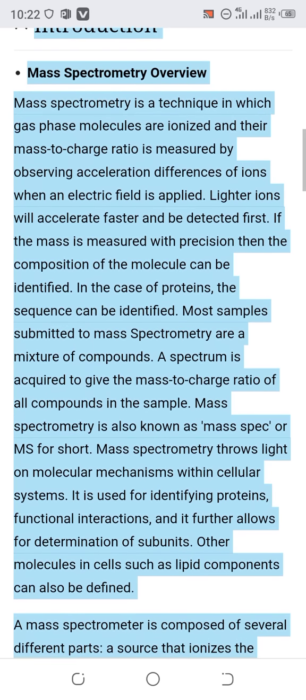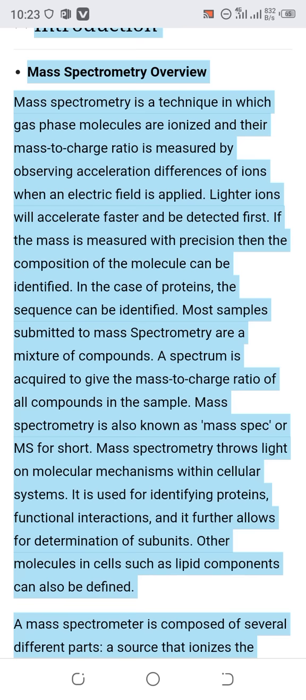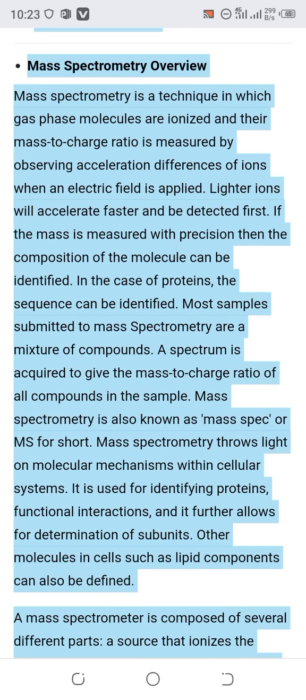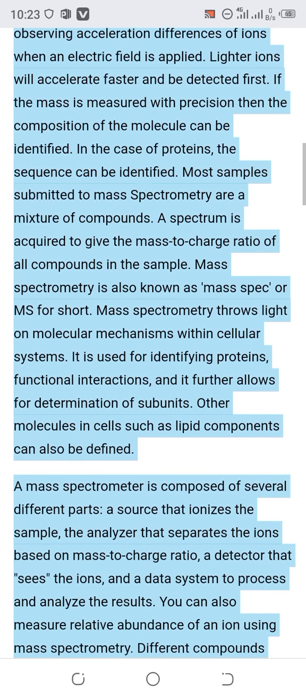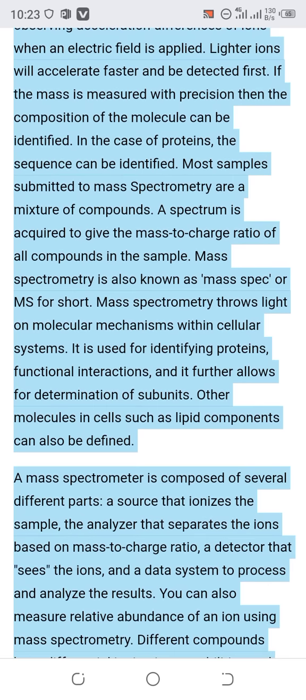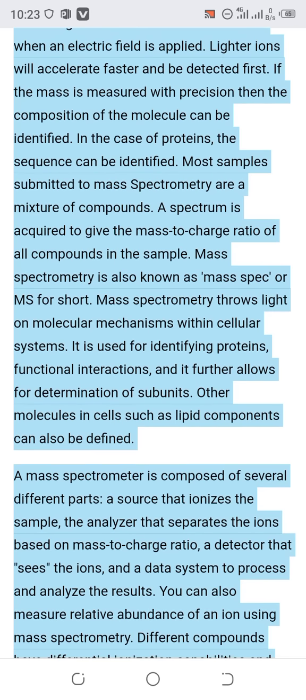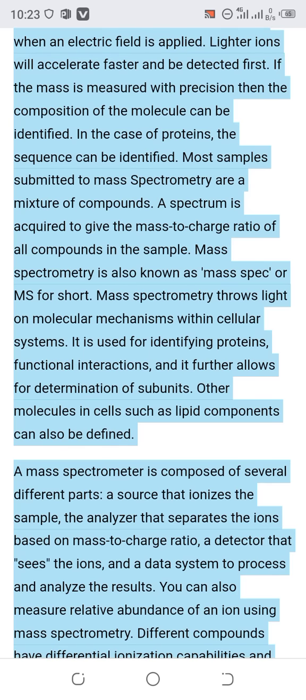In the case of proteins, the sequence can be identified. Most samples submitted to mass spectrometry are a mixture of compounds. A spectrum is acquired to give the mass to charge ratio of all compounds in the sample. Mass spectrometry is also known as mass spec or MS for short.